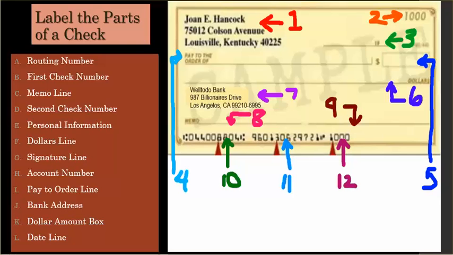I, pay to order line. J, bank address. K, dollar amount box. L, date line. Remember that you can pause the video if you need more time to fill this out, as I'm sure I'll probably be moving on faster than you can fill it out.